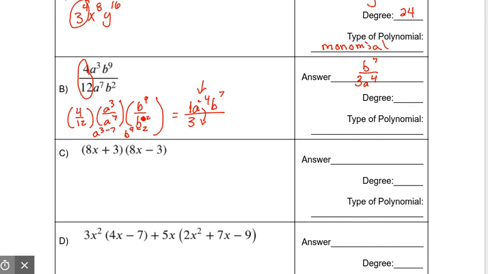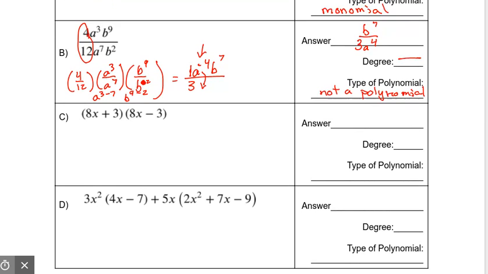Now, this is not a polynomial, okay, because it has the variable that's in the denominator. Okay, so we don't need to answer anything for the degree. Okay, you can either put a dash mark or you can write none. Okay, either one would be acceptable.